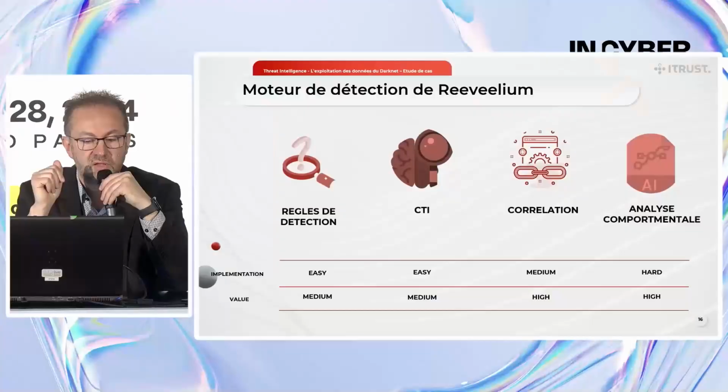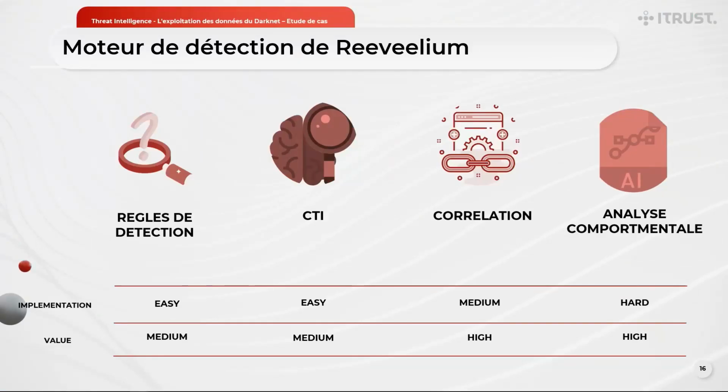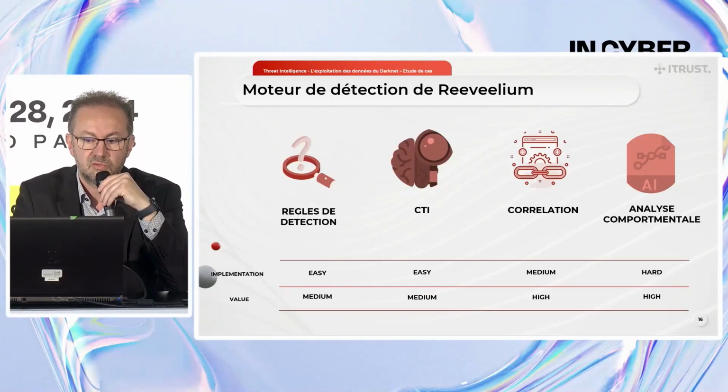For the rules are rather easy, but with the feedback, the value that we can take out from this information is rather average. If we look at the behavioral analysis, we saw that the implementation was very hard. So we have the data scientist team to do the modeling. So we see that adding things to our behavioral engine is rather complex, but the value is extremely big.